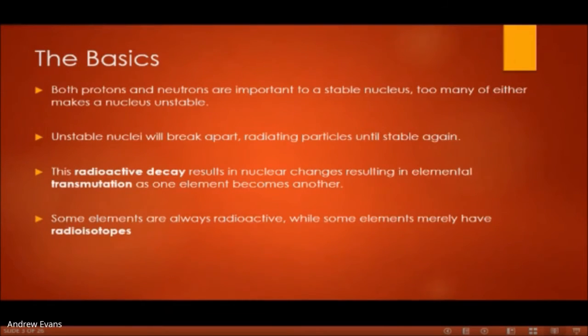But an unstable nucleus will break apart and start radiating particles until it's stable again. Just like if I gave oxygen 1 too many electrons, it's probably going to shoot that electron back off. But the basic idea here is radioactive decay results in a nuclear change that will change the elemental structure through a process called transmutation. This is the only way one element becomes another.